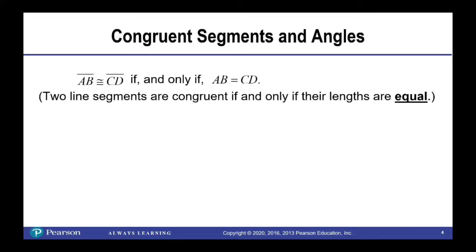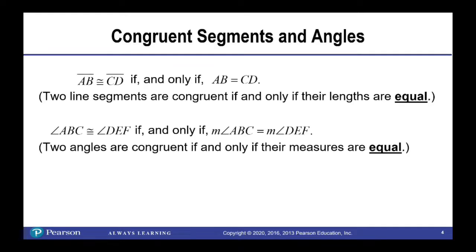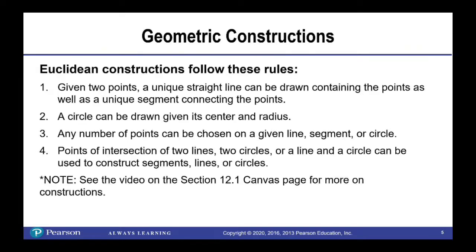Now, two line segments are congruent if their lengths are equal, and two angles are congruent if their measures are equal. Another topic in this section is constructions. There is a separate video that focuses on our geometric constructions. Be sure that you watch this video because you will have constructions as part of your homework for section 12.1. It will count as part of your quiz grade for this particular section. For constructions, you will need a compass and a straight edge.